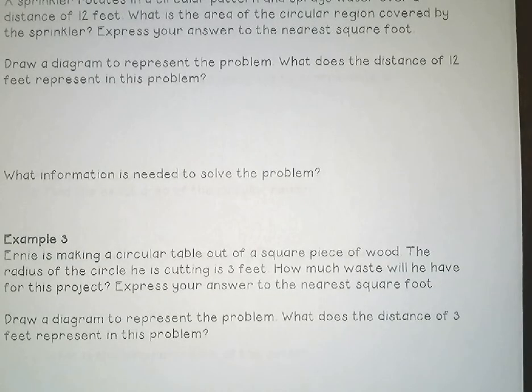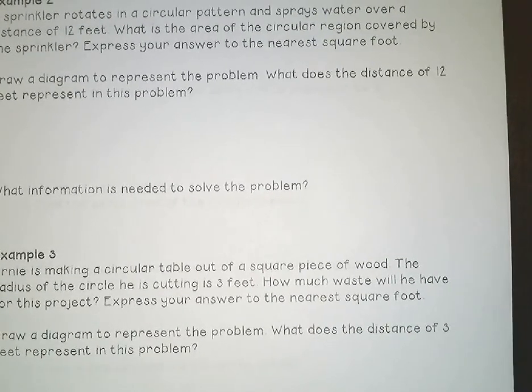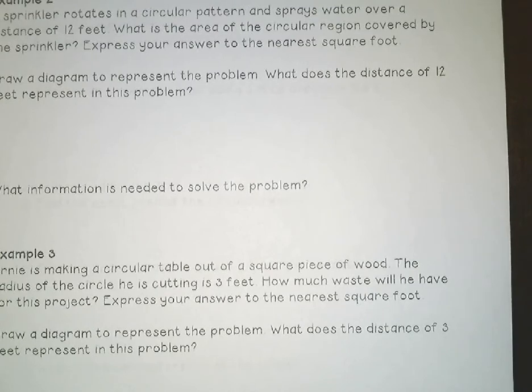Okay, let's look at example 2. A sprinkler rotates in a circular pattern and sprays water over a distance of 12 feet. What is the area of the circular region covered by the sprinkler? Express your answer to the nearest square foot.